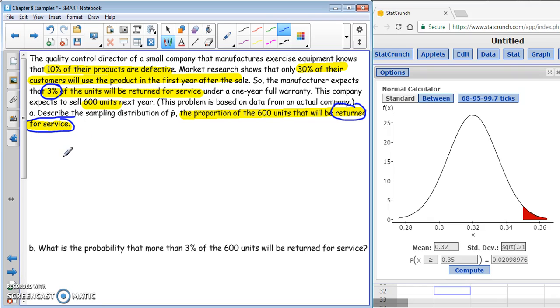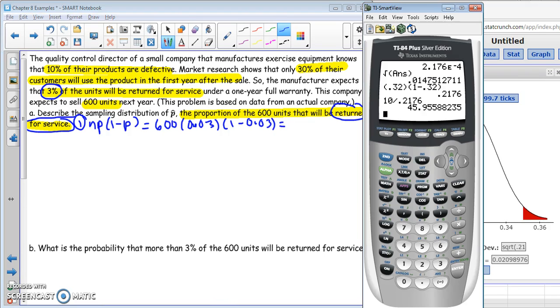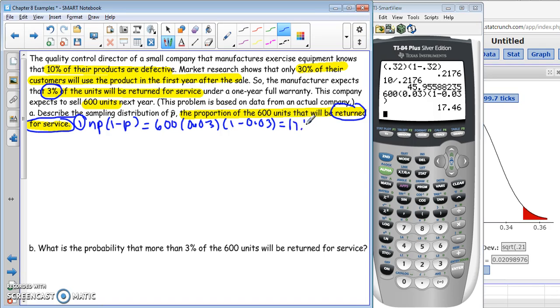So let's go through our conditions here. We want to look at n times p times 1 minus p. So 600 times 3% times 1 minus 3%, and we want that to be greater than or equal to 10. And we get 17.46, so we're good to go there.